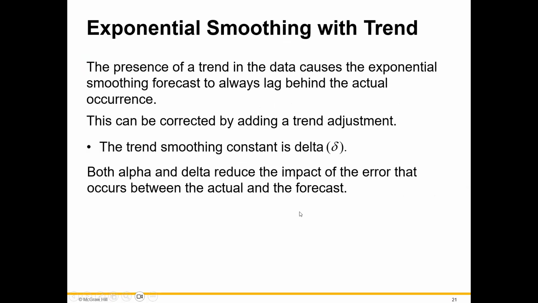All right, we're going to stop there and we'll hit exponential smoothing with trend in the next one.